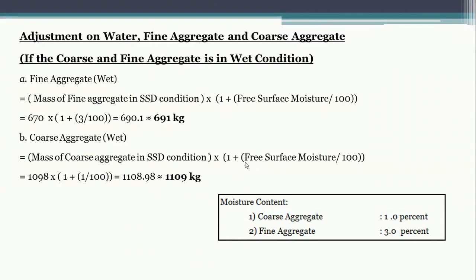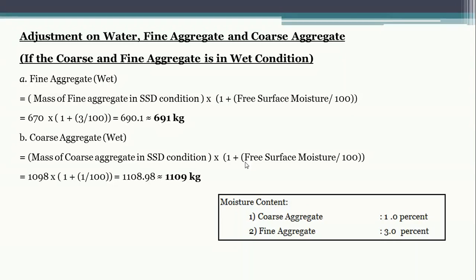You can see at the bottom, they have taken a screenshot from the data. They have given the free surface moisture for coarse aggregate as 1 and fine aggregate as 3. In the previous problem, if you remember, coarse aggregate was given as nil and fine aggregate as 2 or 3%. That indicates that coarse aggregate is in dry condition and fine aggregate is in wet condition. Based on that we adjusted the water content in the previous problem.